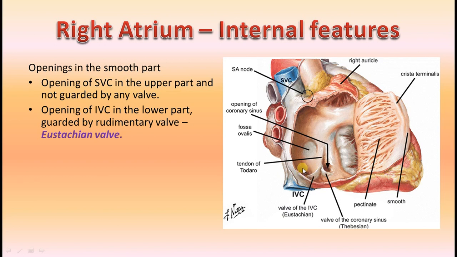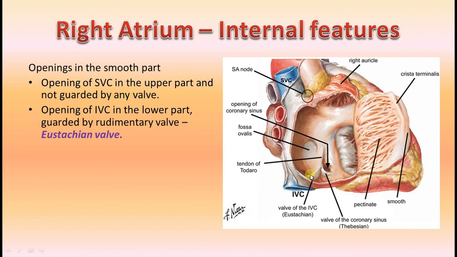So next is the opening of the IVC, or the inferior vena cava. Here you are able to see the opening of the IVC. The opening of the IVC is again present in the smooth posterior part. So in the smooth posterior part, in the upper part you see the opening of the SVC, and in the lower part you see the opening of the IVC. The opening of the IVC is guarded by a rudimentary valve called the Eustachian valve.